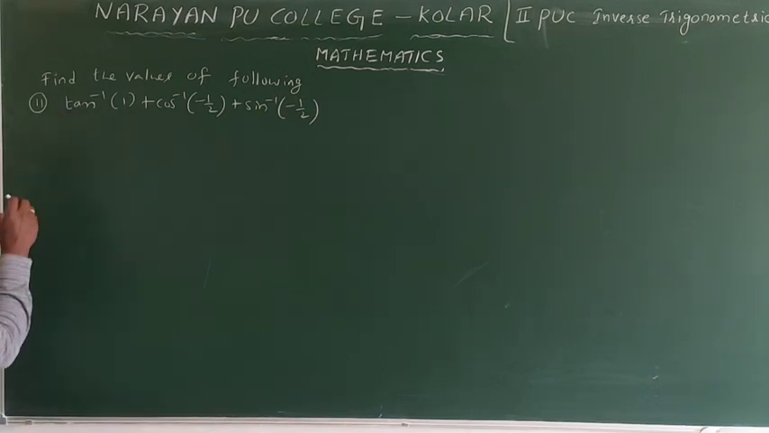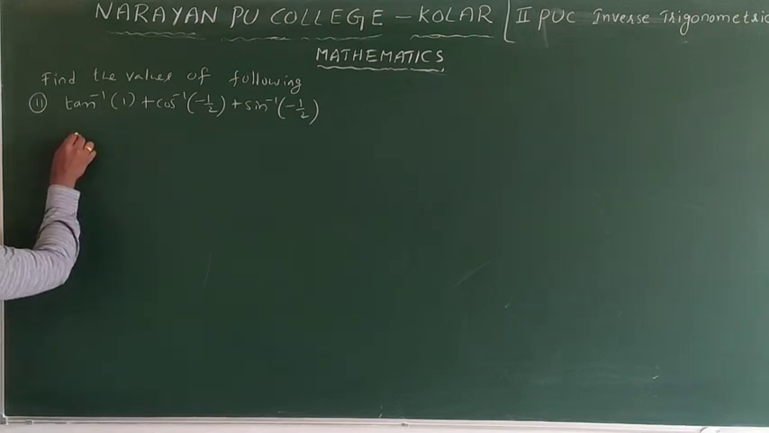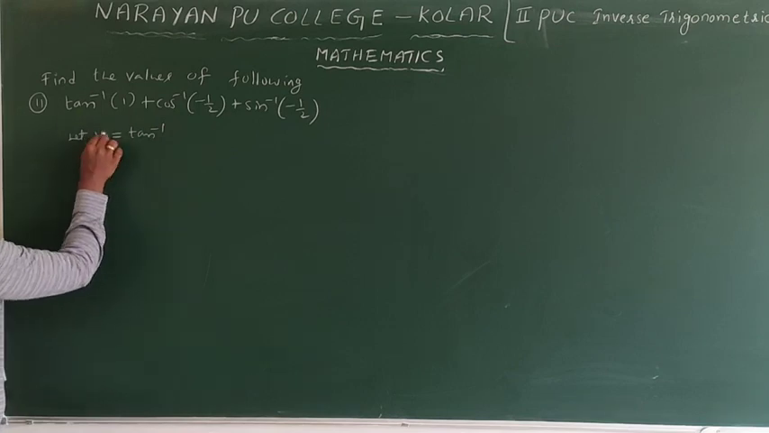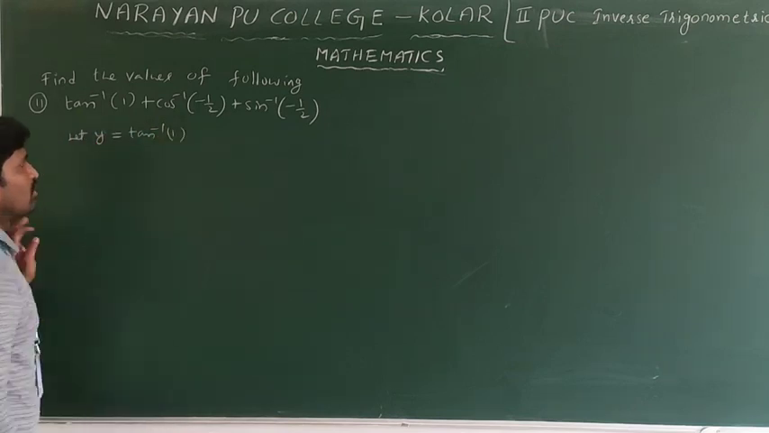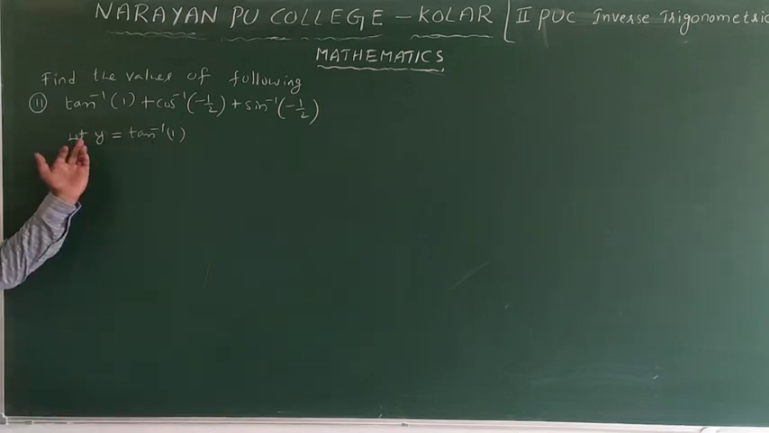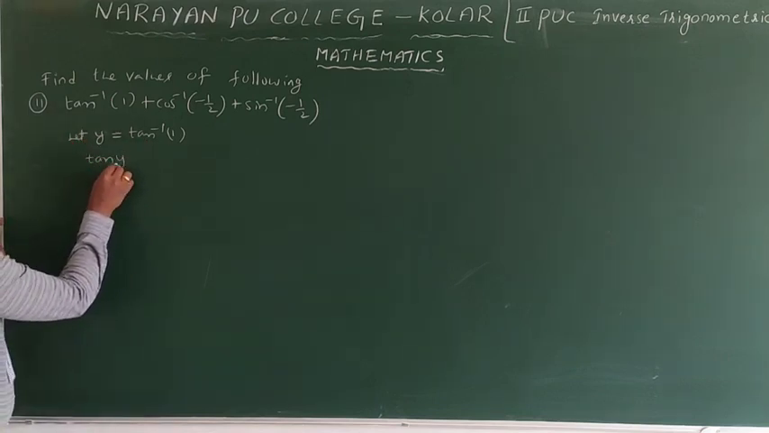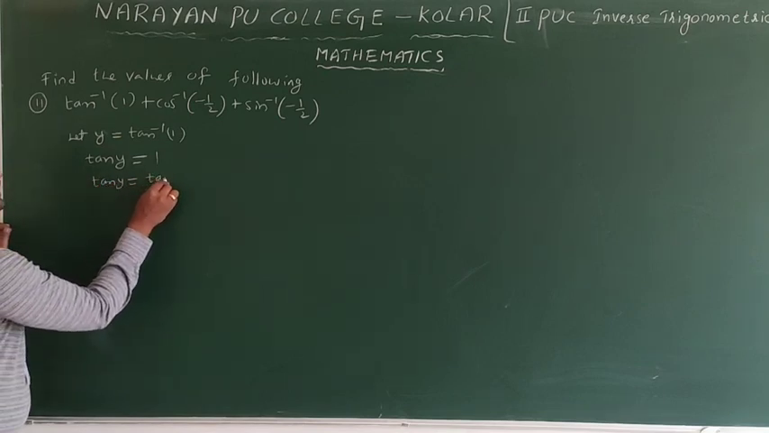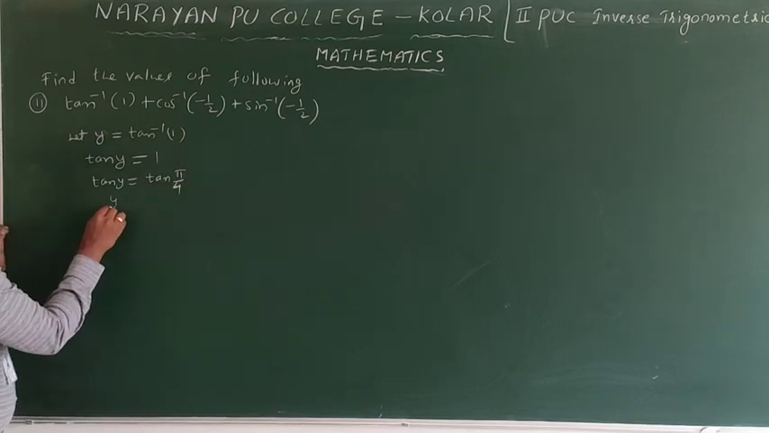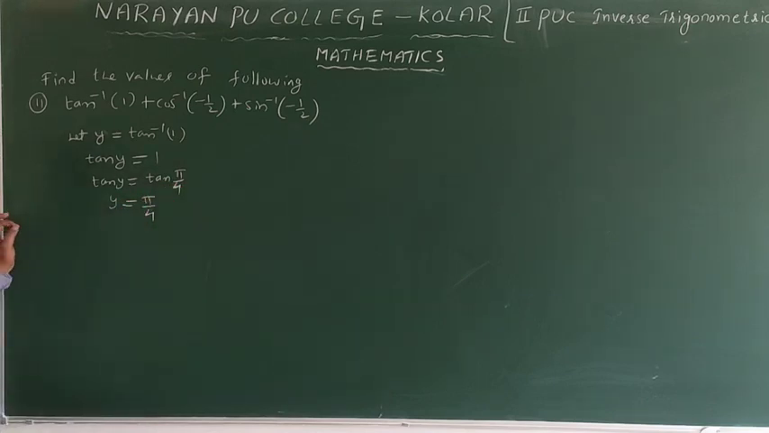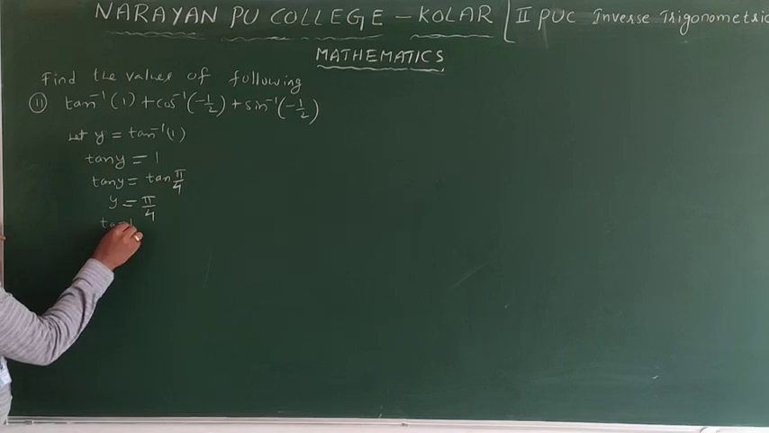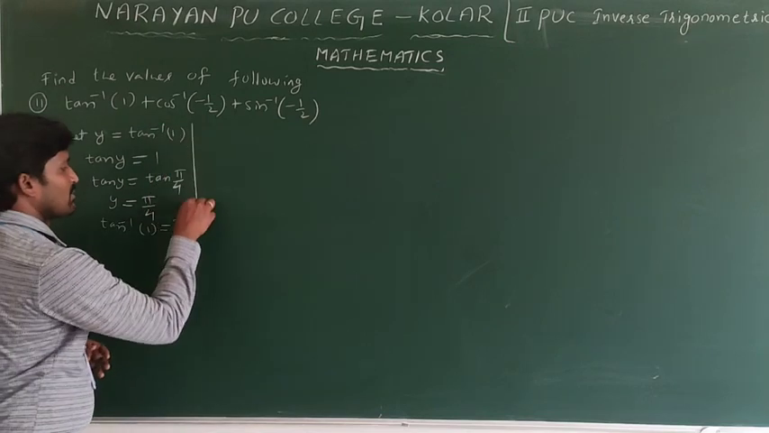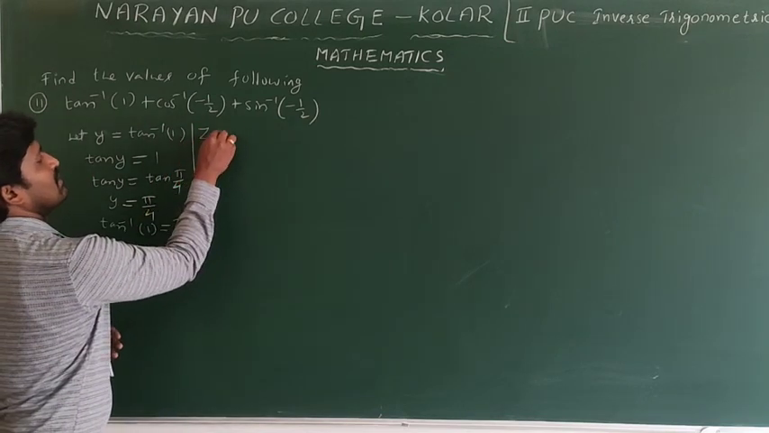That's why consider each one as one term. For example, let the first value be y. Now y equal to tan inverse of 1. Take tan inverse to this side, it becomes tan y equal to 1. Now tan y equal to, in the place of 1 we can write tan pi by 4. Now y is pi by 4. So tan inverse of 1, how much we got? Pi by 4.